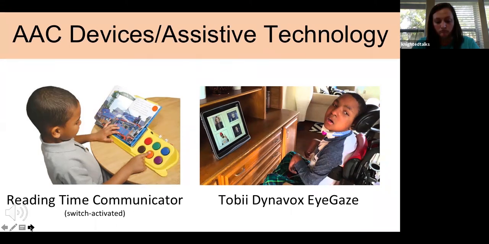The child would turn each page of the book, and someone has already pre-recorded what is on each page, so they'll just click it and it will read it aloud to them.